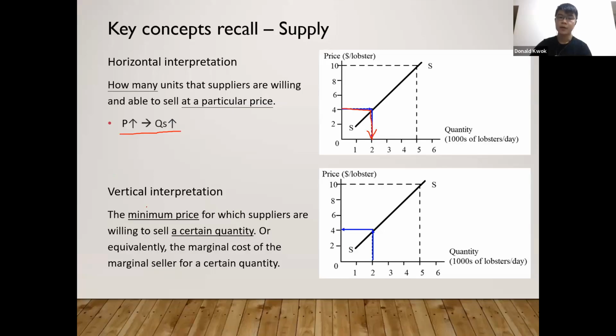And finally, we have the vertical interpretation of the supply curve as well. You're given a particular quantity and you wish to find the corresponding price according to the supply curve. And you're finding the minimum price that suppliers are willing and able to sell at this quantity. Or equivalently, it is also the marginal cost of the marginal seller for this quantity. Using this diagram as an example, given the quantity of 2 lobsters, the corresponding price according to the supply curve is $4, which means that the marginal cost of producing the second lobster is $4. So this is what the vertical interpretation of the supply curve tells us.